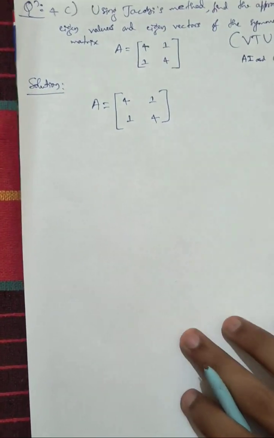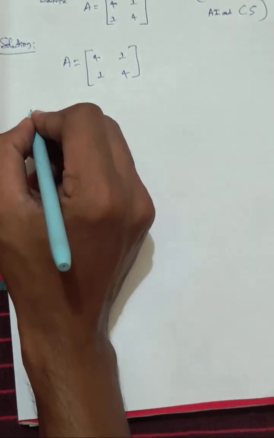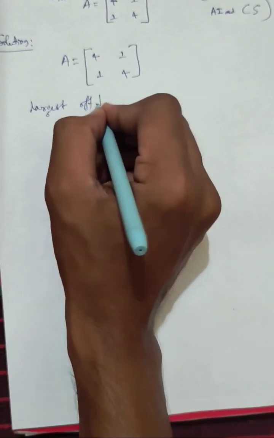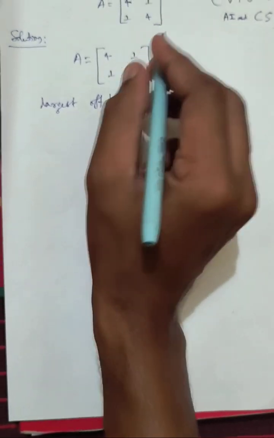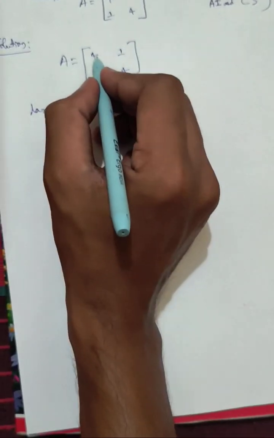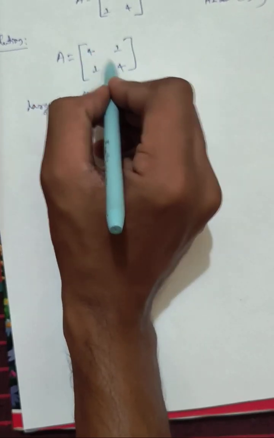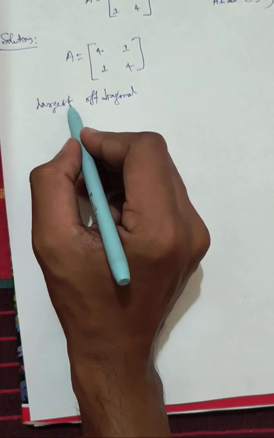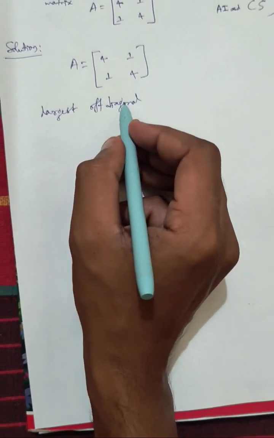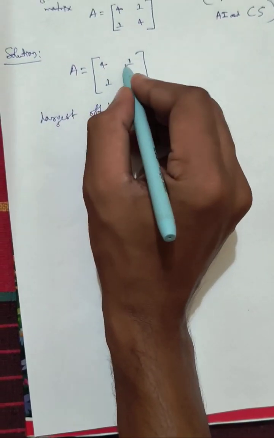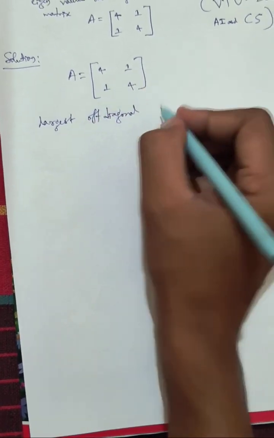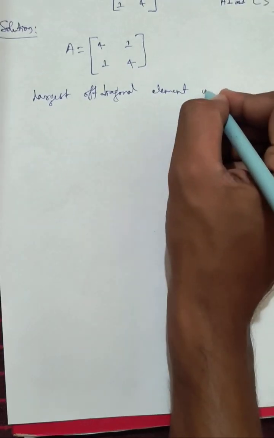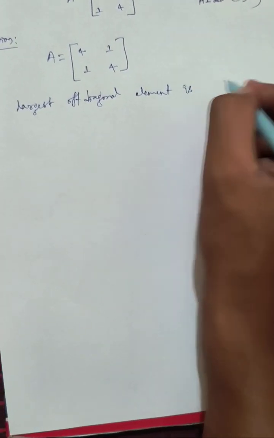Now let us consider the largest off diagonal element. Off diagonal means the non-diagonal elements. What is the diagonal of this matrix? The diagonal elements are 4 and 4. Which are the non-diagonal elements here? 1 and 1. So the largest off diagonal element is 1.